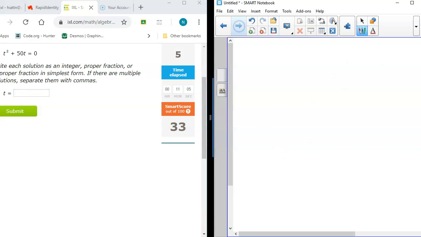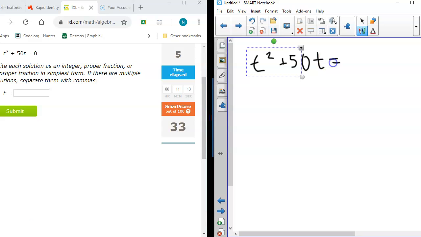It's given us another one here. Another one here that's missing that last term. So I've got t squared plus 50t equals 0. So both of these terms have t's. So I can factor out a t. I'm going to divide both things by t and write that out front. And that'll leave me with just one t.